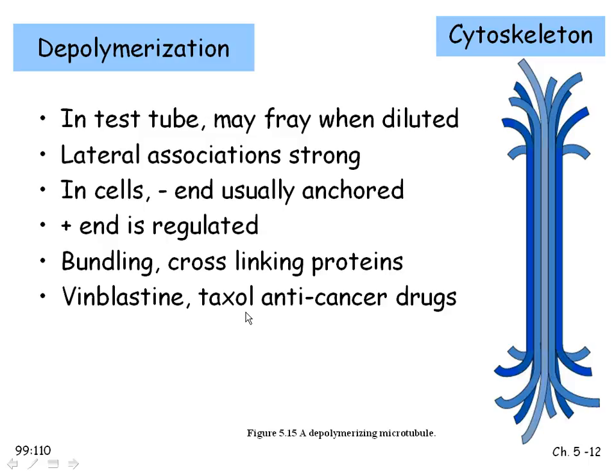Just as actin filaments came apart at one end as well as assembling, microtubules can depolymerize. One way that you can see this is that if you take a solution of microtubules and dilute it, so there are many fewer tubulin dimers available, you may see the ends of the microtubules fraying like this because they're starting to peel apart.